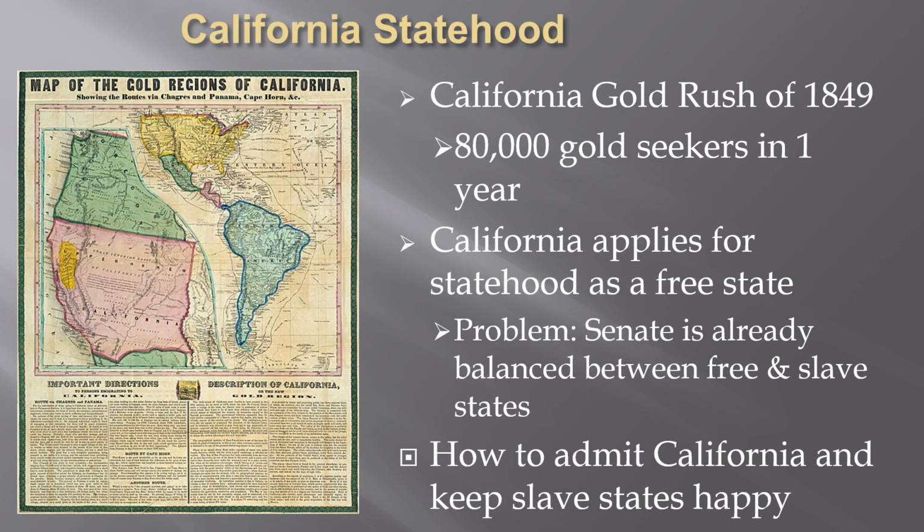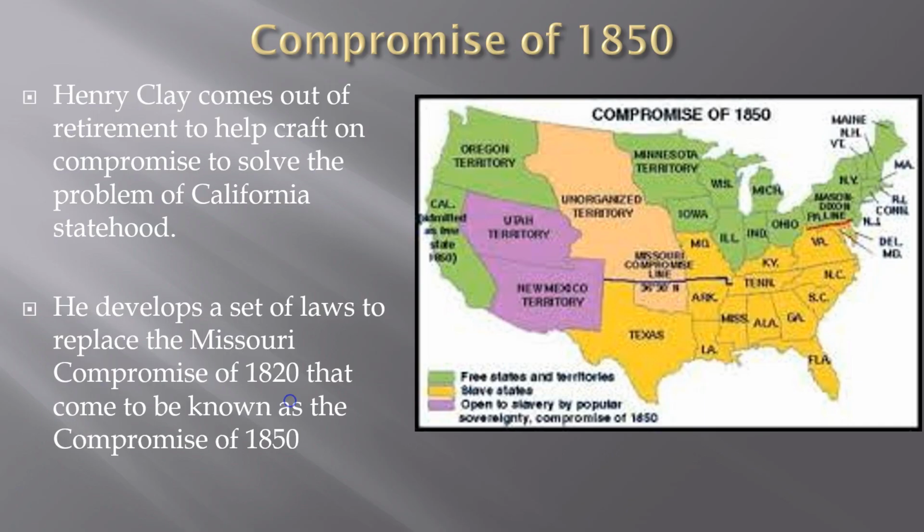So California is going to draft a constitution. They're going to apply for statehood as a free state. The problem is that the Senate is balanced, and by admitting California as a free state, it's going to unbalance the Senate in favor of the free states. That's going to make the southern states really angry, and they're not going to want to let them in. So the question becomes how to admit California to the United States and still keep the slave states happy.